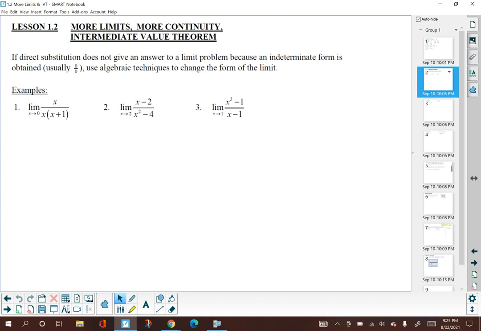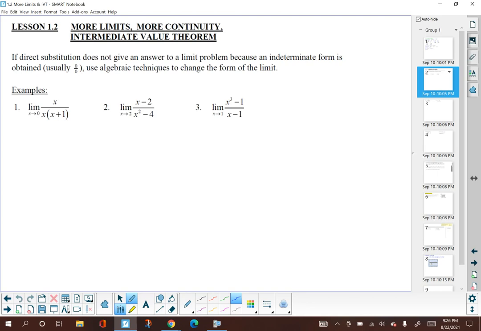Okay, so this is lesson 1.2, so a little bit more on limits and talking about some continuity, and talking about a theorem called the intermediate value theorem today. What we learned about limits last time was how to read them from a graph, and that if we have the equation for the limit that we want to find, we could use direct substitution. So today we're going to work on a technique for when direct substitution doesn't work.